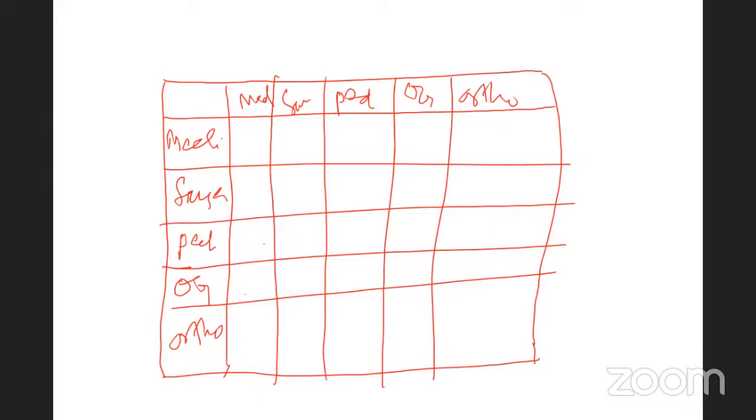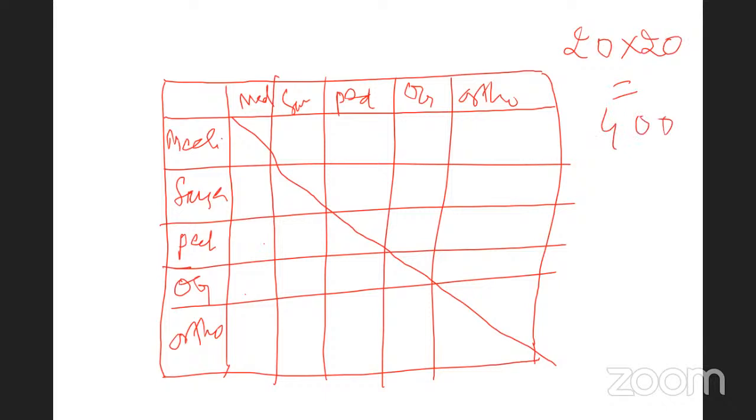So what will happen is that this you should remove. So if you have 20 specialties, then 20 into 20 is equal to 400. 400 cells will be there. Can you see this 400, or can't you see it? In your screen, can you see this 400? Yes, sir, we can see.